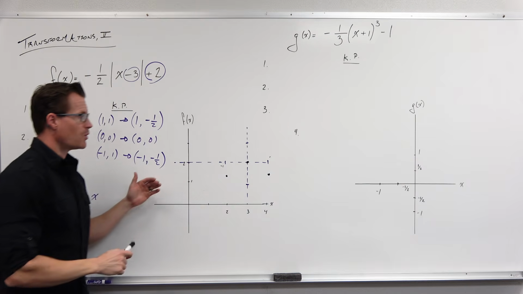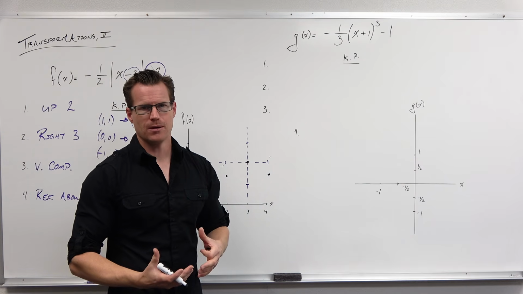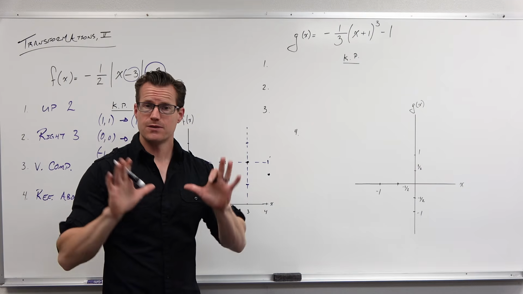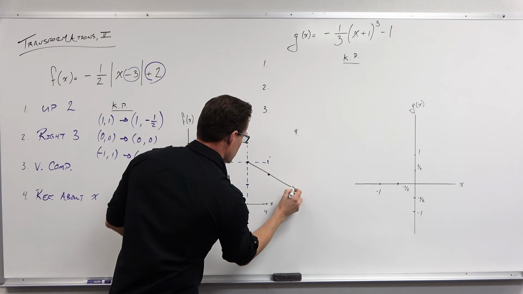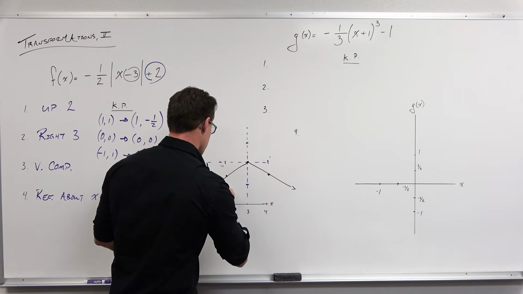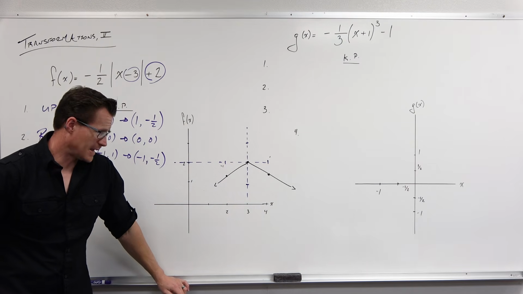Now we graph those key points on our shifted axis, and we recognize this is not a parabola. It's not a square root. This is a V. It's just been reflected. So draw the V. And then if we want to make it a little bit better, that's a sketch.